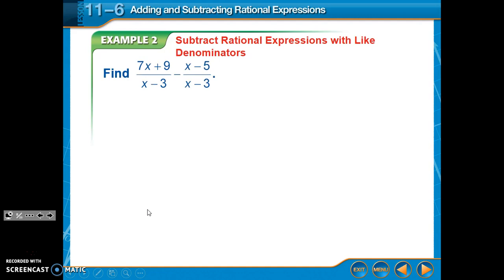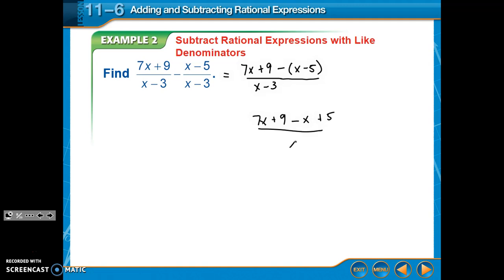Okay, if we want to subtract rational expressions with like denominators, again, the denominator, because it's already the same for both, we're just going to leave it. So it's going to be x minus 3. But the numerators, we're going to subtract those. So it's 7x plus 9 minus this whole thing. So I have to put that in parentheses. So now when I go to simplify this, I'm going to have 7x plus 9, distributing this negative, minus x plus 5 over x minus 3. And now I just want to combine like terms in the numerator. So 7x and negative x makes a total of 6x, and 9 and 5 makes 14 over x minus 3. And that's as much as we can do with this one.